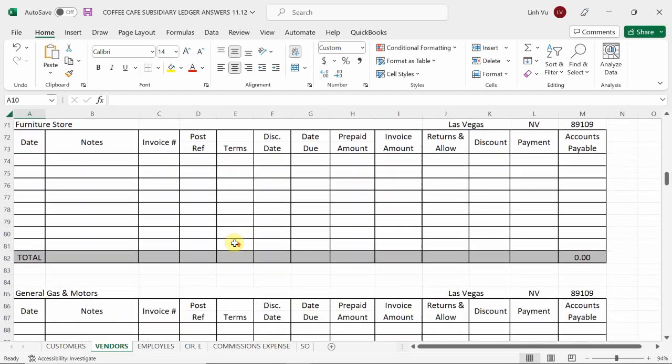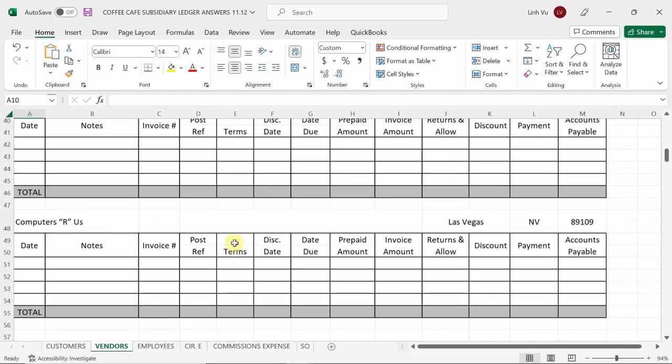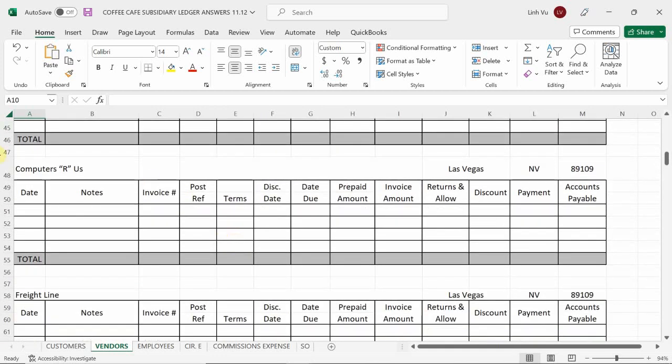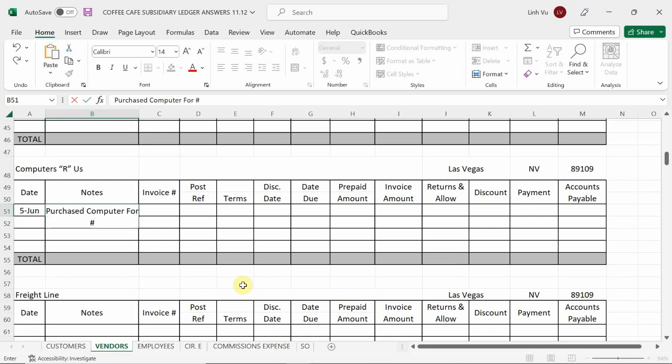Okay? So in this case, I'm going to locate where my vendor is. It should be in alphabetical order. So Computers R Us. Today is the 5th. Okay? What did you buy? So this is where I can actually say that I purchased the computer for $1,834.84 plus the printer, in case I do return them, and the printer for $378.87. Okay?